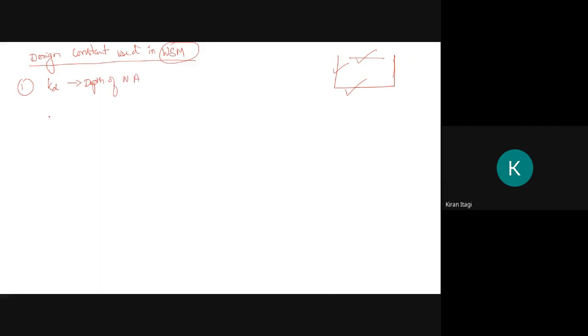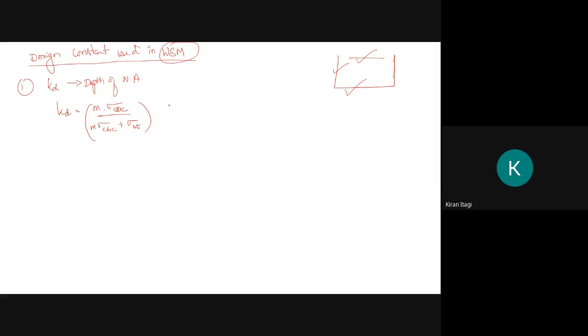Depth of the neutral axis. They may ask for MCQs. Just remember the formula. That is KD, or you can call it K, which equals M sigma CBC divided by M sigma CBC plus sigma ST. If you want to note it down, you can, or later I will share the PDF.